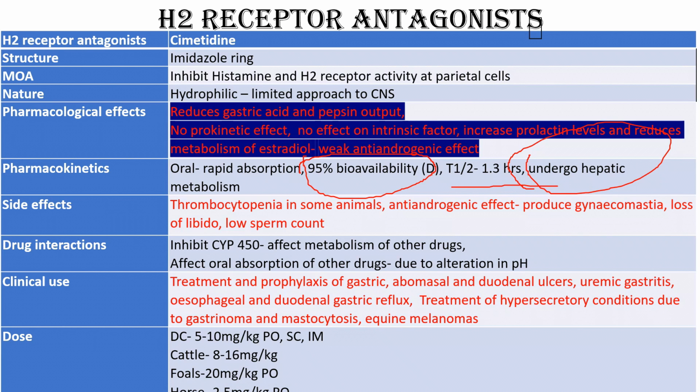It is helpful in the treatment of hypersecretory conditions due to some gastric tumors, that is gastrinoma and mastocytosis, and helpful in the treatment of equine melanomas. So these are the doses in different species: dog, cat, cattle, foals and horses. In case of dog and cat, it is 5 to 10 mg per kg, and it can be given by oral, subcutaneous or intramuscular route.